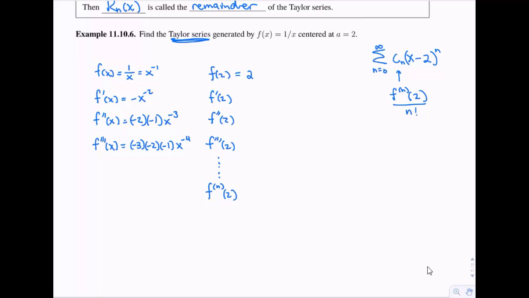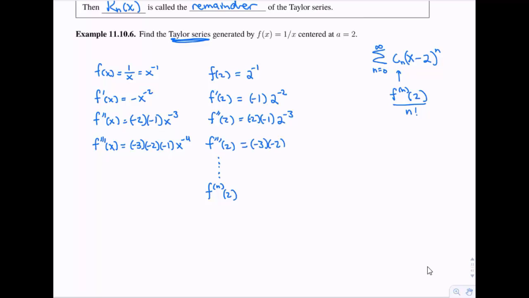So if I plug in 2, well, I would just get 2 to the negative 1. Okay. How about if I was to plug this into the derivative? Well, I would have this negative 1 times 2 to the negative 2. The second derivative, I would have negative 2 times negative 1 times 2 to the negative third power.